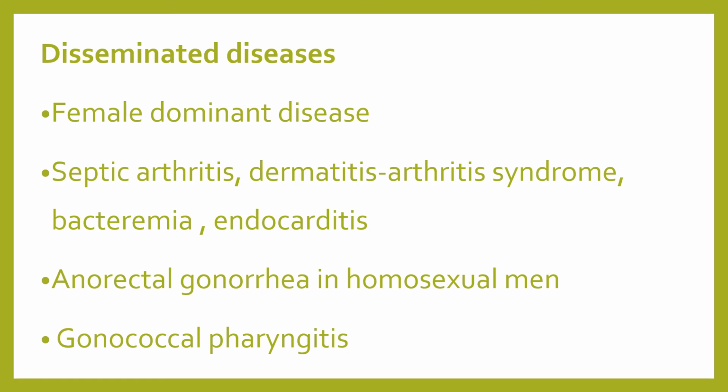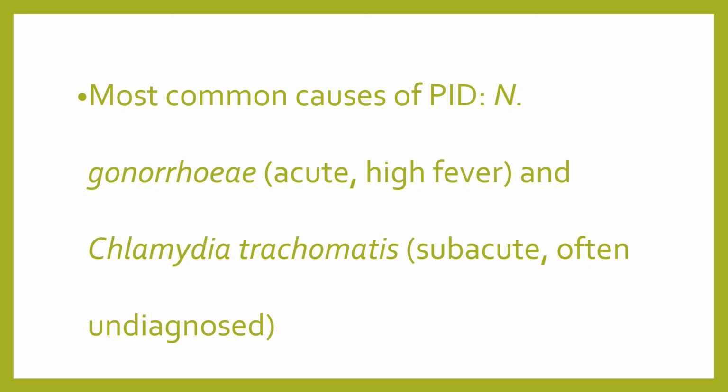Anorectal gonorrheal infections are common among homosexual men, and so is gonococcal pharyngitis. So what are the most common causes of pelvic inflammatory disease? We have two, Neisseria gonorrhea and Chlamydia trachomatis. How do we differentiate the two? For Neisseria gonorrhea, the condition is acute and the patient will usually have high-grade fever, while Chlamydia trachomatis is subacute, so the patient cannot recognize it, and often it goes undiagnosed.